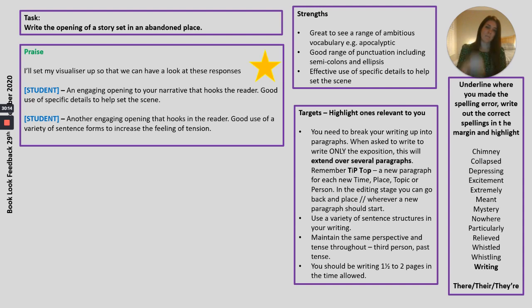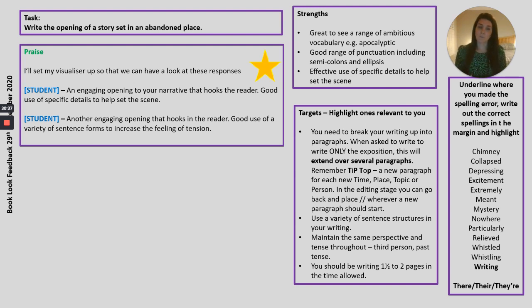And then there are some common things that I'm not going to tackle in this feedback session, which were about maintaining the same perspective, reminding them of the importance of maintaining a perspective, for example third person past tense, and expectations about how much they should be writing in the time that I've allowed.